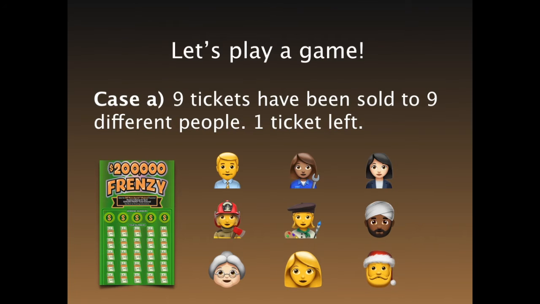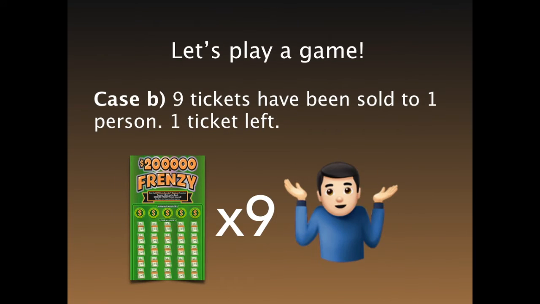Now there is a second case. Case B, it's the same lottery, 10 tickets, $1 each ticket, and you can win $100. However, now you know that 9 of the tickets have been sold to only 1 person and there is 1 ticket left. So what should you do? Should you buy the ticket? Is there any difference between case A and case B?